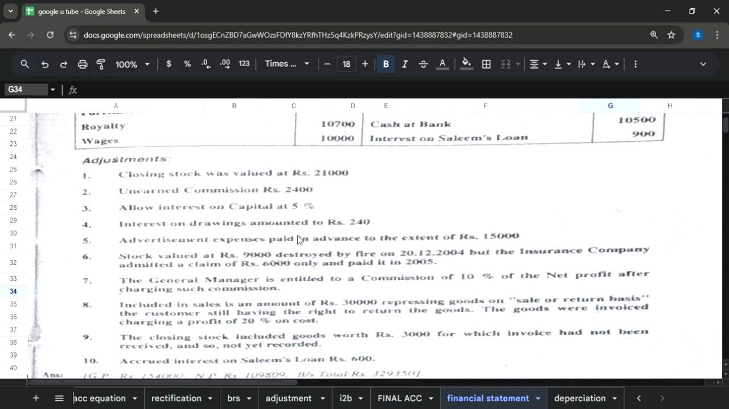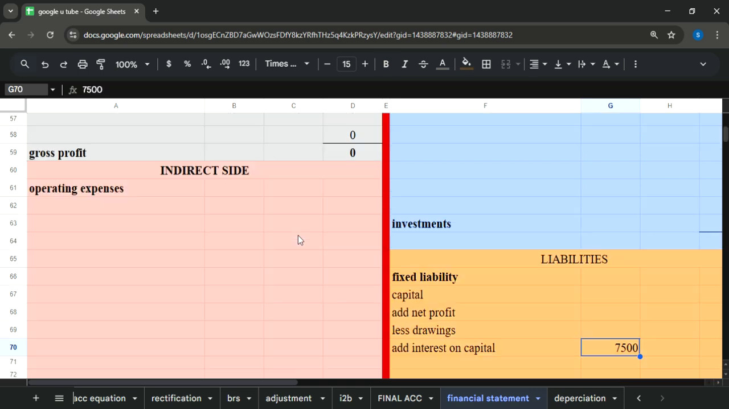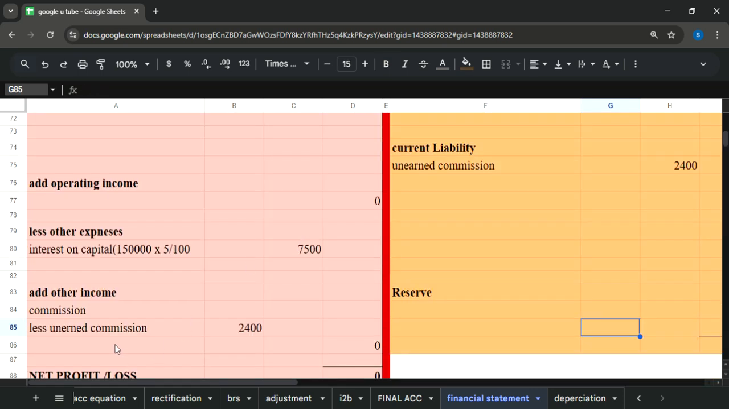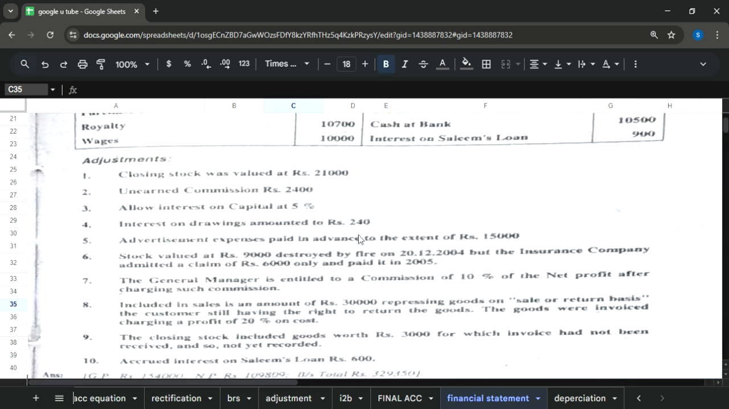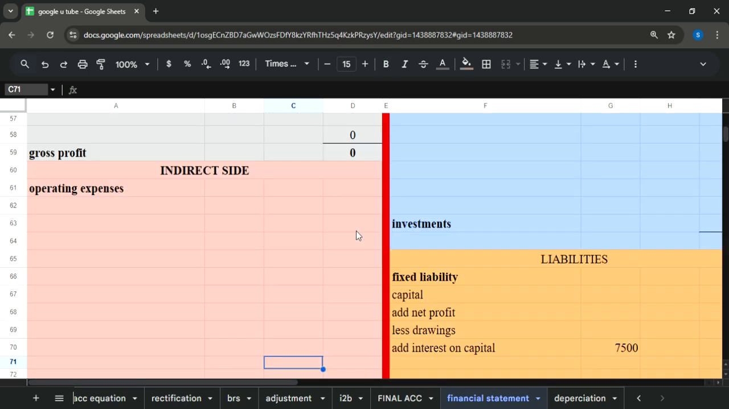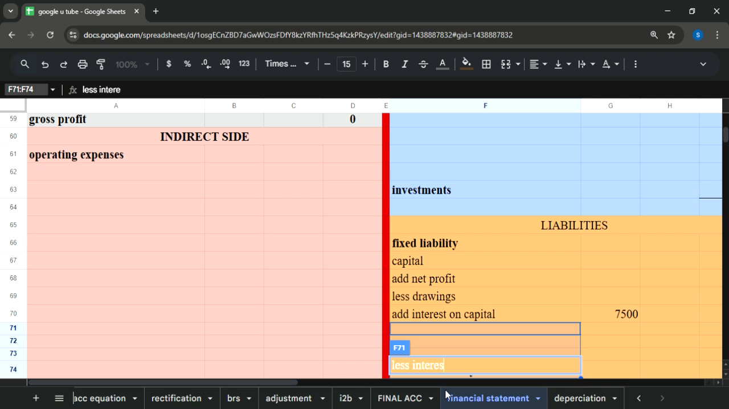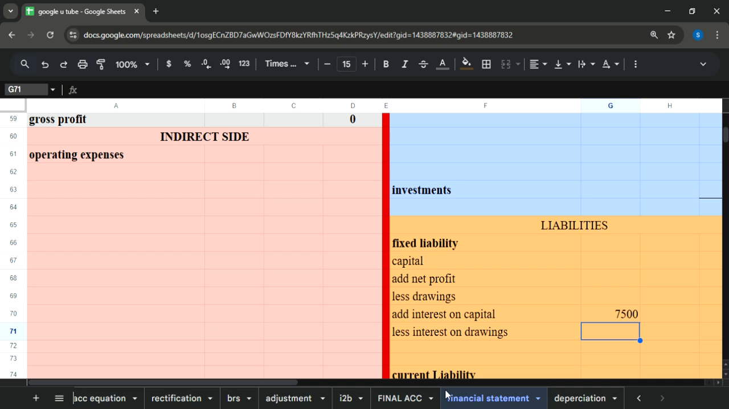Now number 4, interest on drawings. It is your income. We'll go to the other income side, and here interest on drawings would be written. The amount is mentioned, we do not need to calculate. 240 is the amount of interest on drawings. Look at here. So interest on drawings is our income. Interest on capital would be added, and interest on drawings would be subtracted, and the amount is 240.